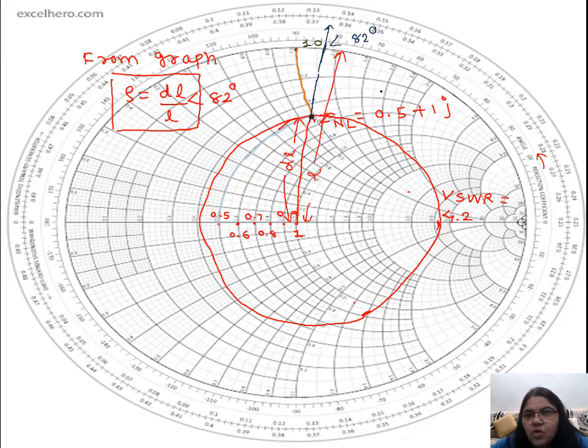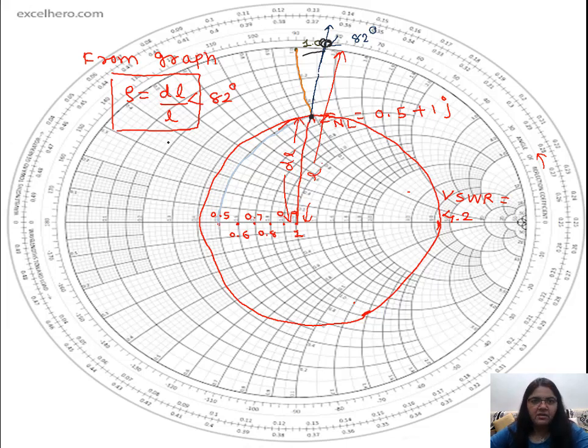So what you will do, you will refer to this particular portion for finding out the angle. Extending the line from this Z and L to the angle of the reflection, it is around 82 degrees. So this way I can find out the angle of the reflection.